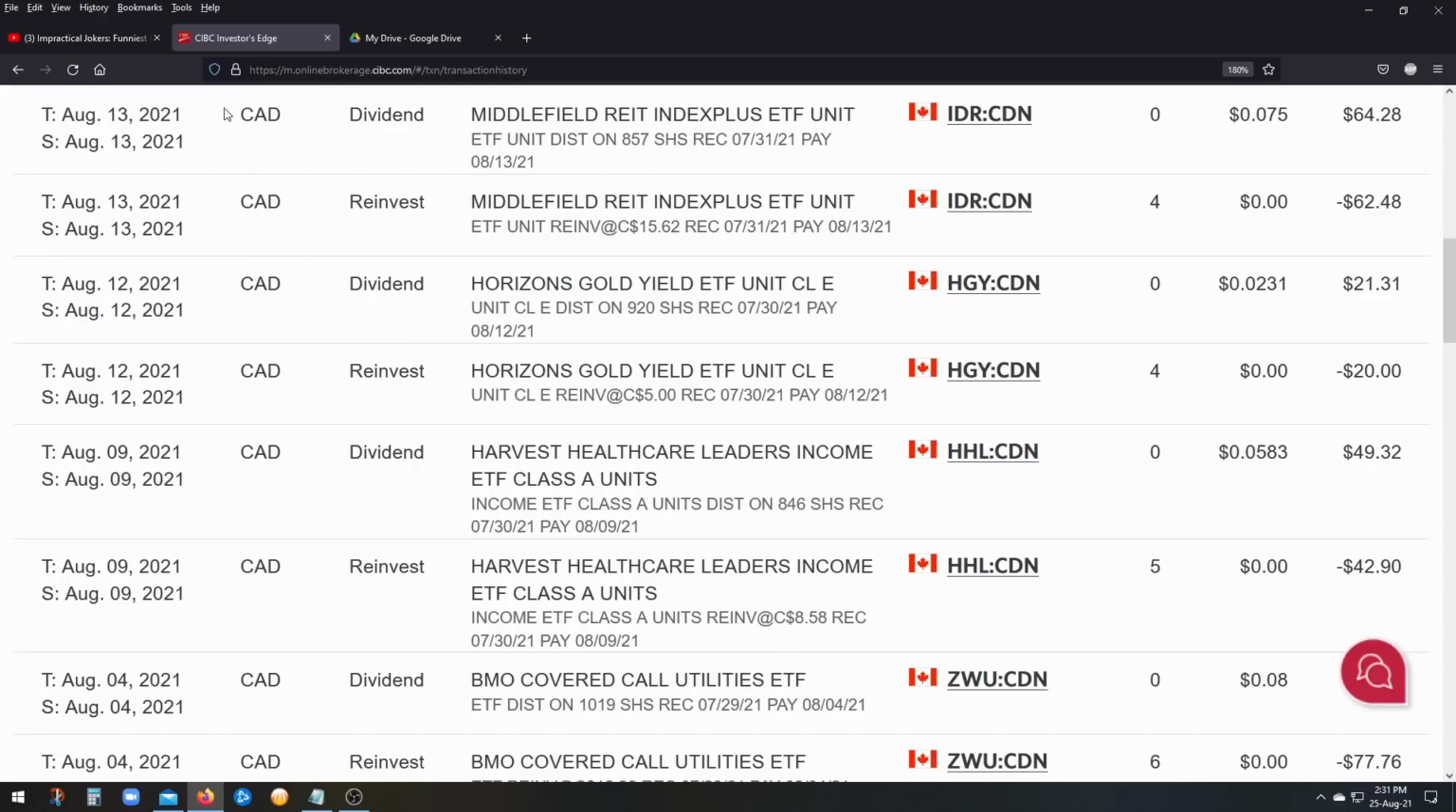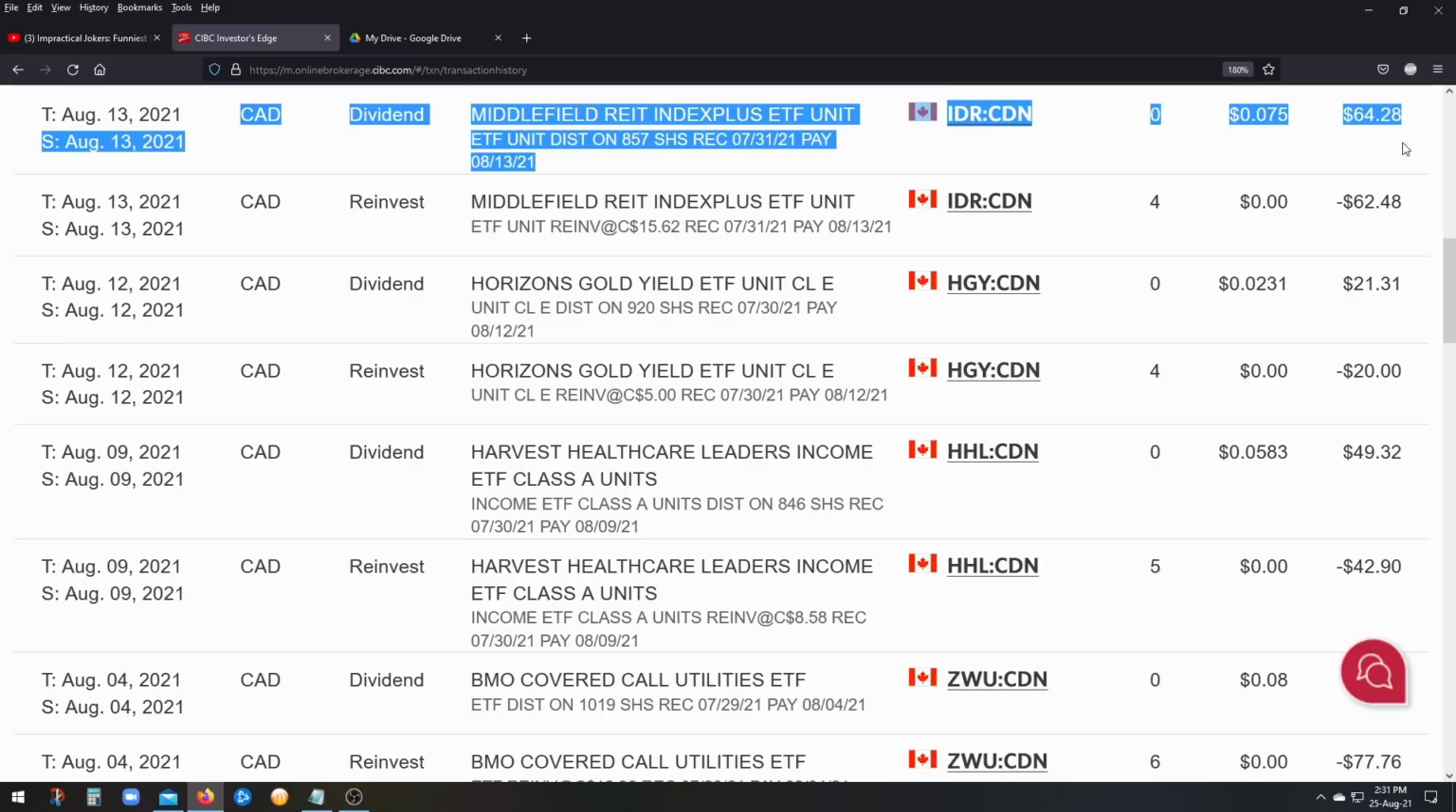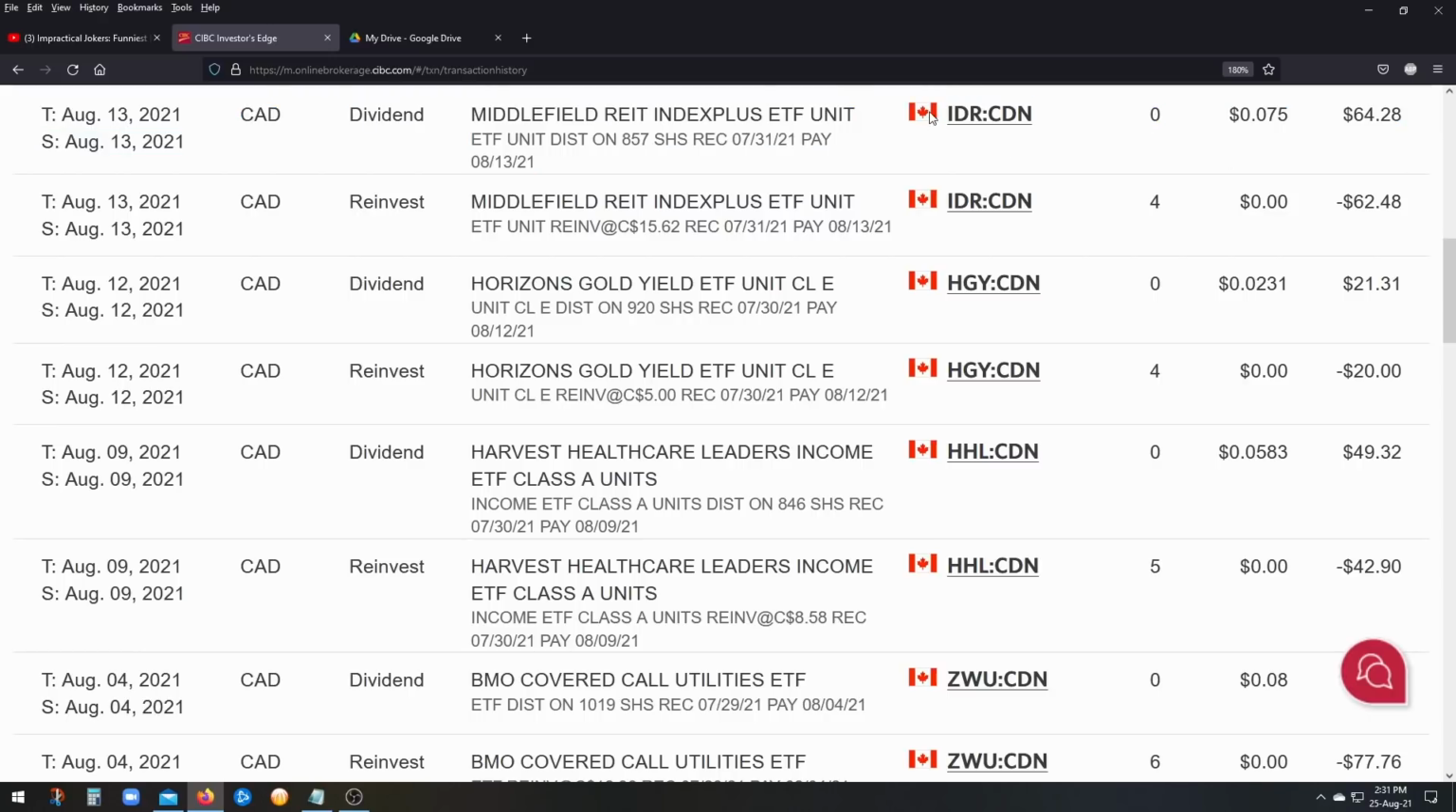the log. So the first one, as you can see here, we'll focus on this ETF, the IDR ETF, which is a real estate ETF, Middlefield REIT Index Plus. So you will see that this line, this transaction, is actually for the dividend itself. And then the second transaction, you can see here, it's still the same stock symbol, is for the DRIP or the reinvestment.